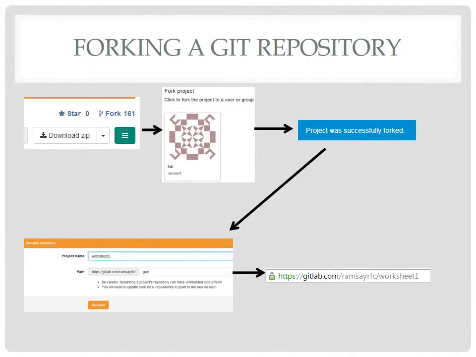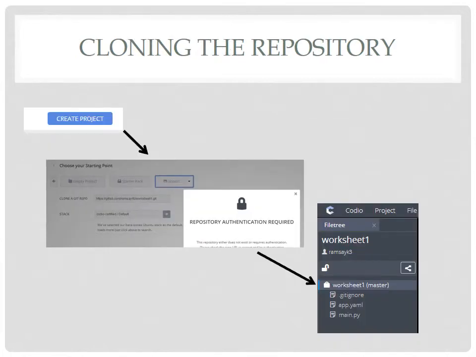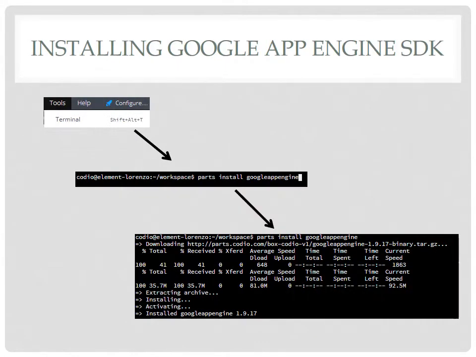To begin 205, I first started by forking a Git repository in GitLab. I then moved on to cloning it into Codio. When in Codio, I first got the code from GitLab and then I was able to clone it straight into my Codio account. After it was all in my Codio account, I then had to install Google App Engine. To do this, I went onto the terminal and typed in parts install Google App Engine.